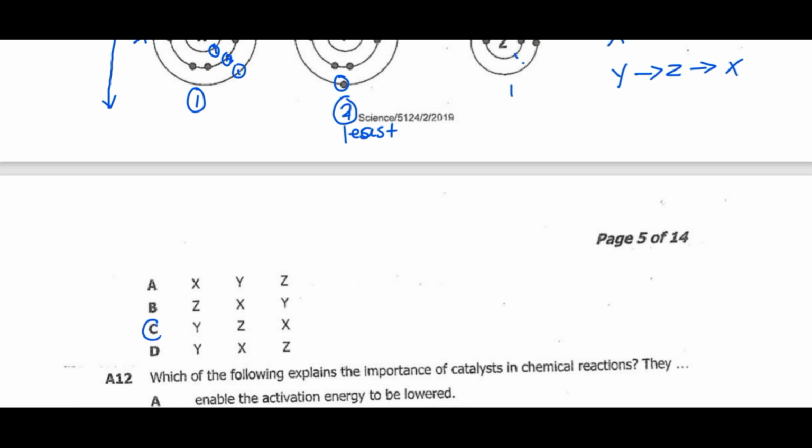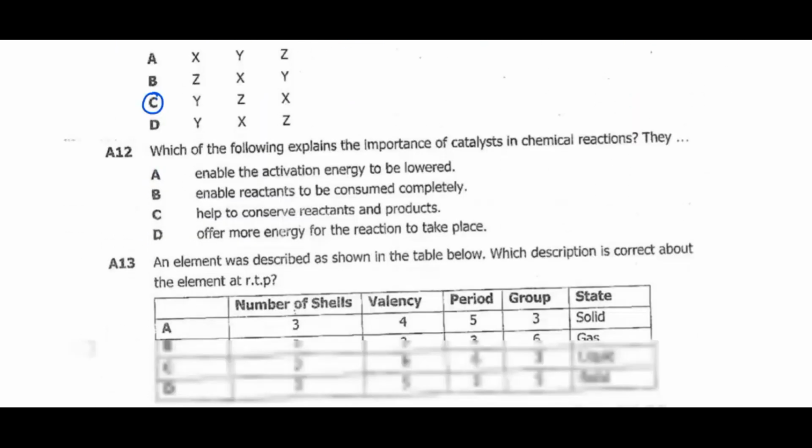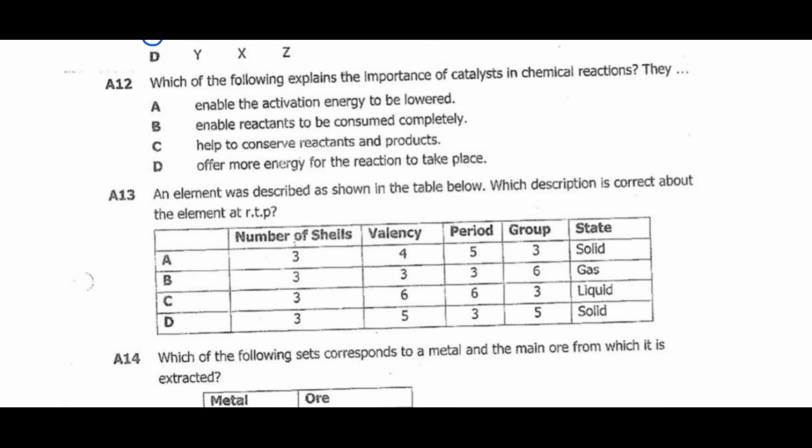YZX. So our answer is just C here. Now we can move on to question 12. Which of the following explains the importance of catalyst in a chemical reaction? So the whole catalyst thing is about reducing the activation energy. So A, enable the activation energy to be lowered. So this is the answer.